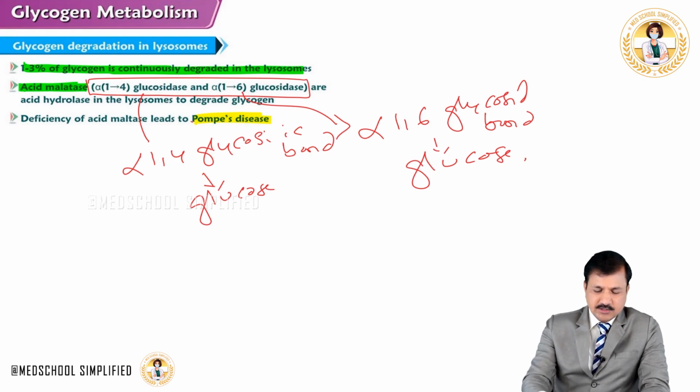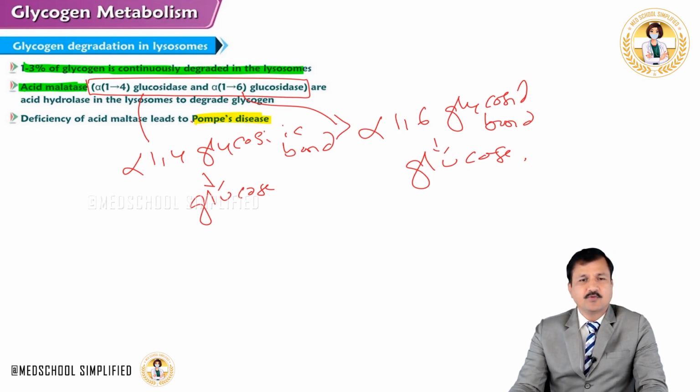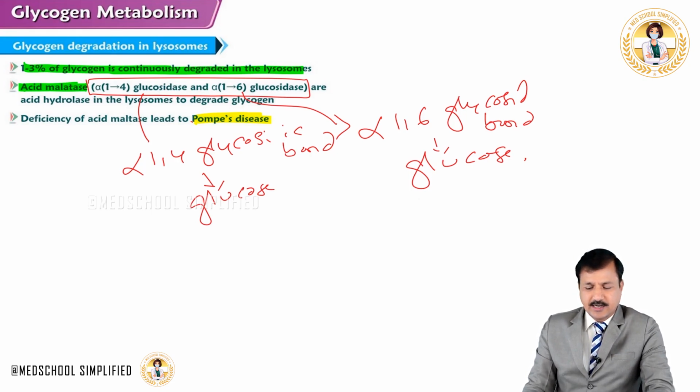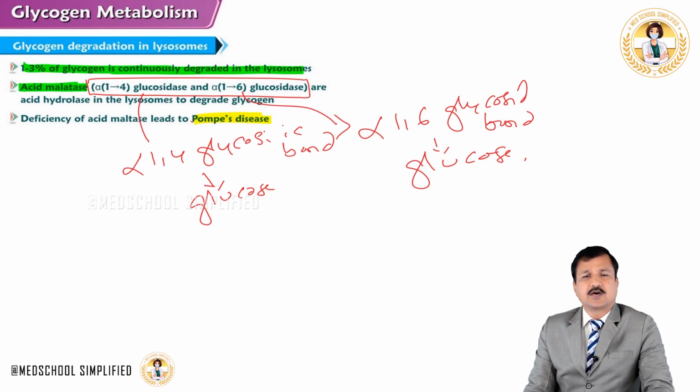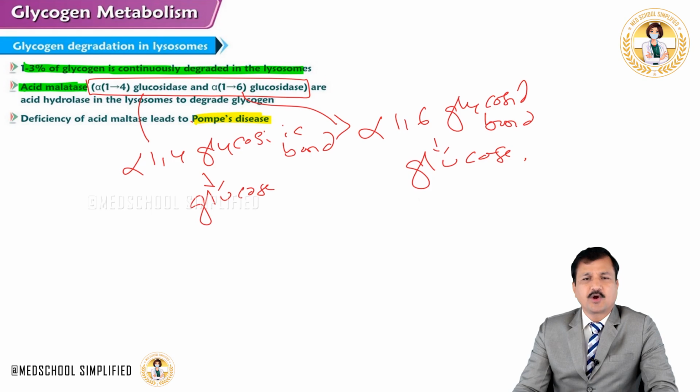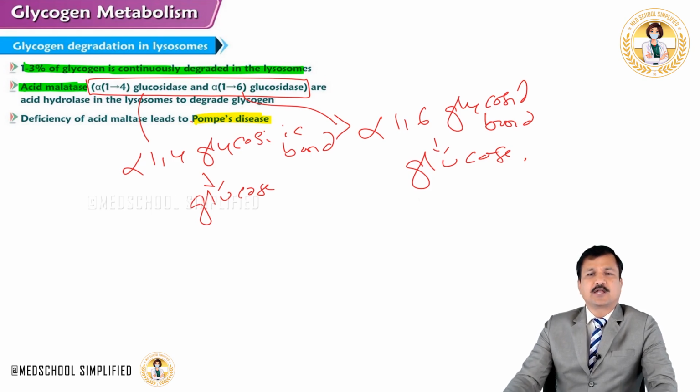So that is about glycogen metabolism, where I have explained how glycogen is synthesized and how glycogen is degraded, and all the enzymes that are necessary for the synthesis and degradation of glycogen. I hope you understood this important concept of glycogen metabolism.